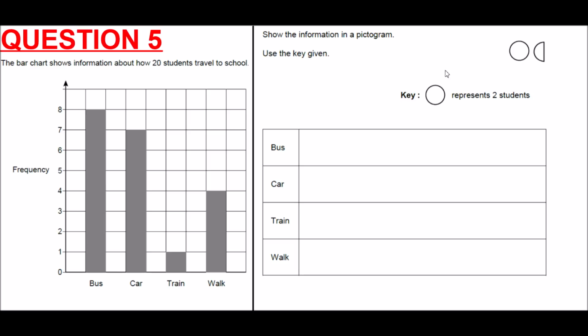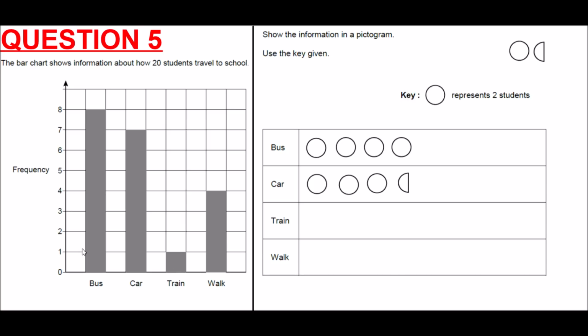So if each circle represents 2 students, what we need for this one is 2, 4, 6, and 8. We need 4 circles in the row for the bus. The car is 7. So to represent 7, we need 3 circles. 2, 4, 6. And that extra 1 student will be represented by half a circle. So that's where the half a circle comes in.